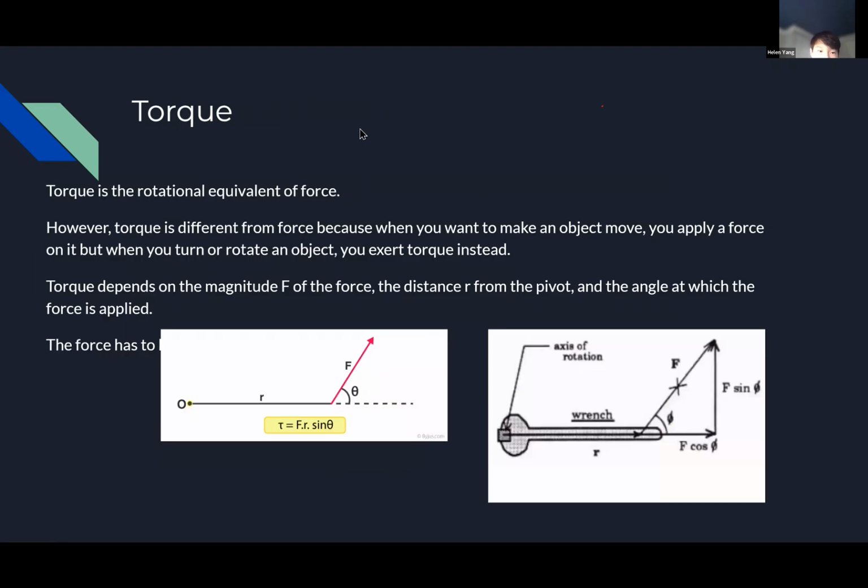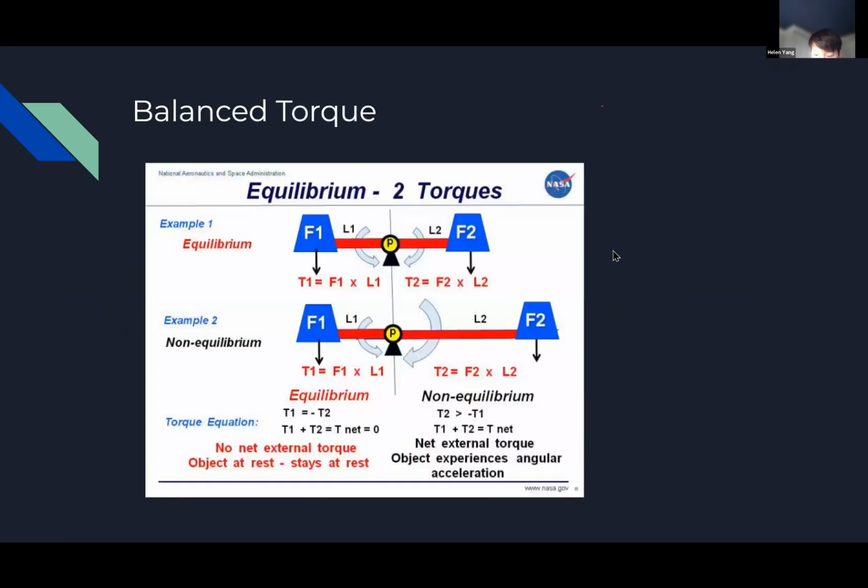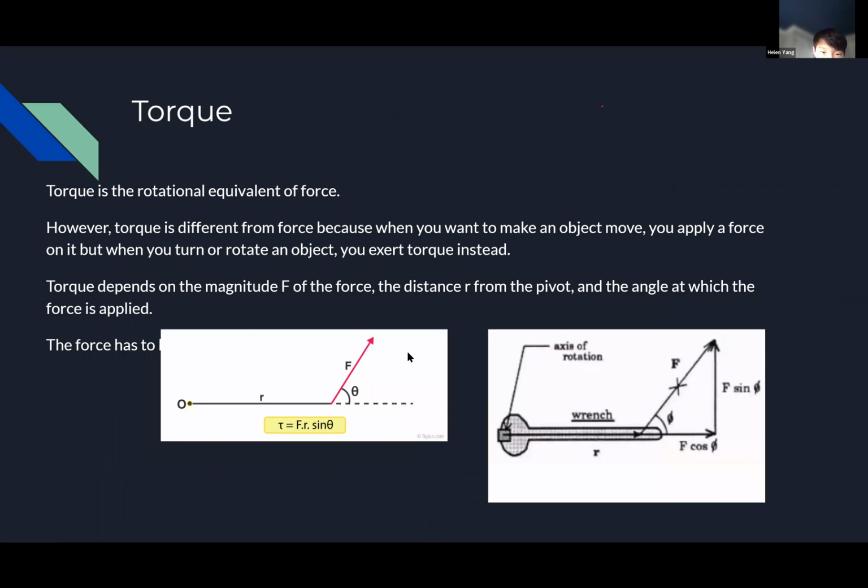So now I'll talk about torque. Torque is the rotational equivalent of force. However, torque is different from force because when you want to make an object move, you apply force on it. But when you turn or rotate an object, you exert torque instead. So torque is just the rotational equivalent of force.